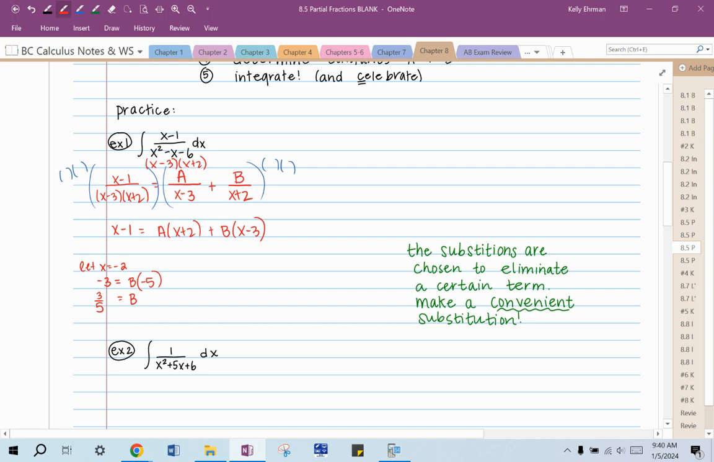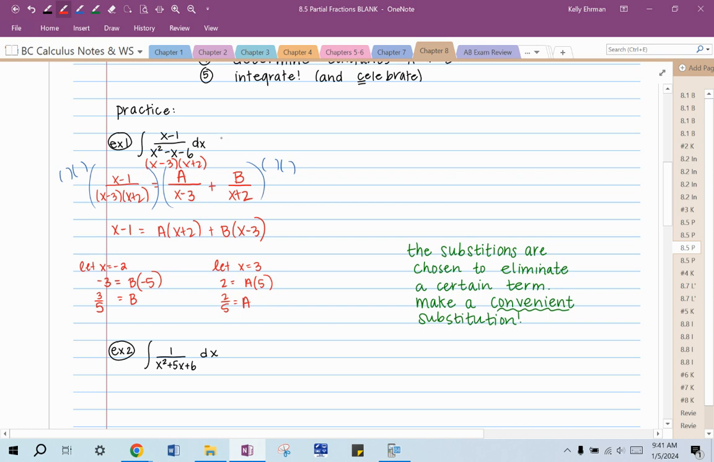All right, and then you can go back and do the same thing. You don't want to plug in B and then solve because that could get messy, but you could say, okay, start over. Let's let x equal 3. When x equals 3, what happens? What does that tell us that A is? So 3 minus 1 is 2. That would equal A times 3 plus 2, 5, plus 0, right? So then A is 2/5. And so now I have the coefficients. They're fractions, which is not great, but we can work with those for our integral.